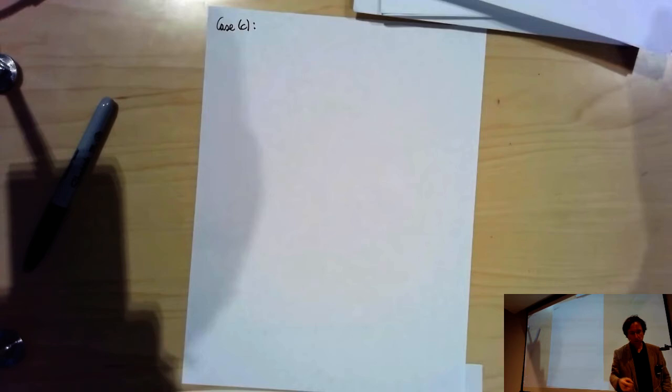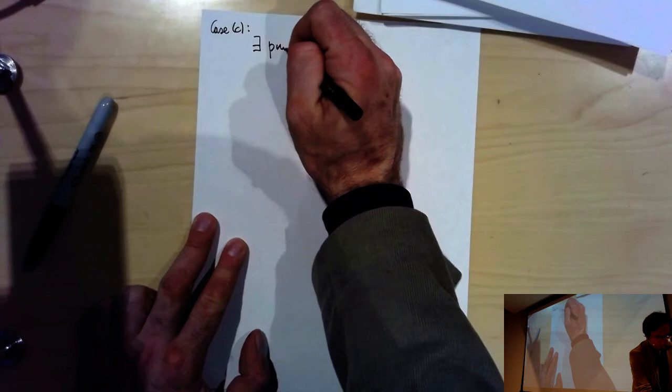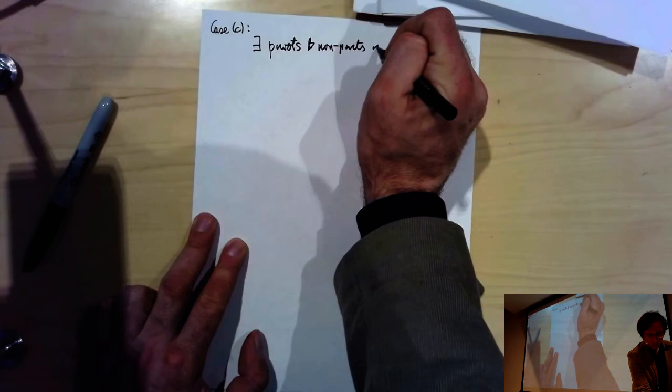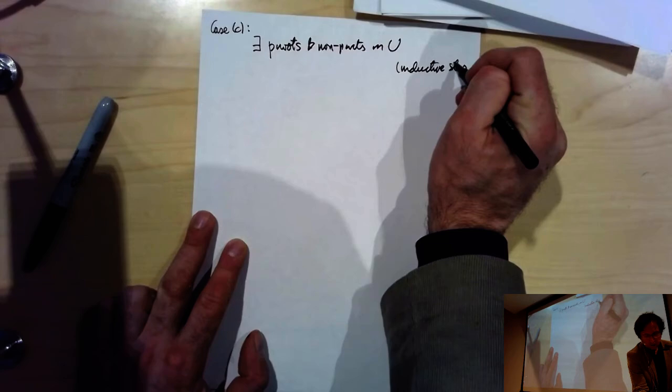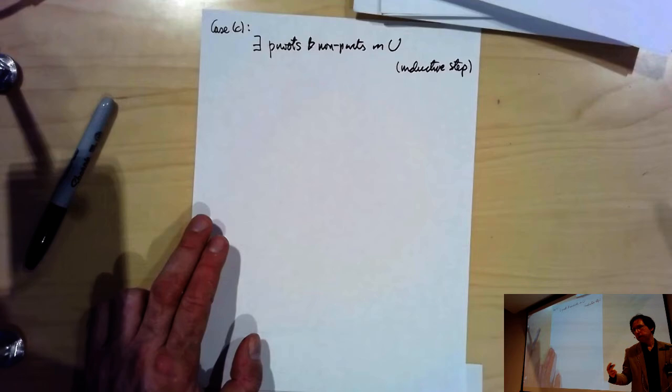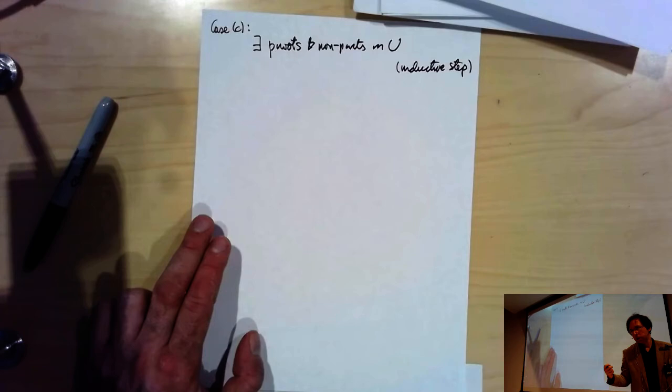So case C is when there exist pivots and non-pivots in U. So this is the inductive step. Here it will look as if there's still an ordering. There sort of is in Z mod pZ, plus 1. But really, we don't use the fact that it's an ordering. We are just using the fact that 1 generates Z mod pZ. And as we will see later, it's generation, not the ordering, that is important.